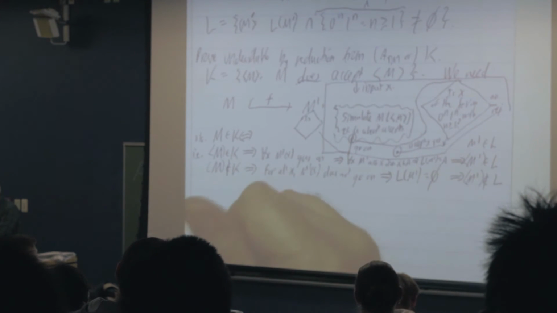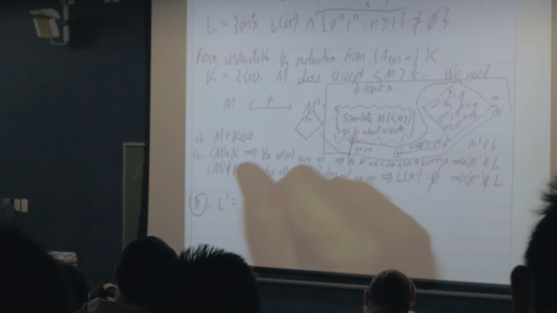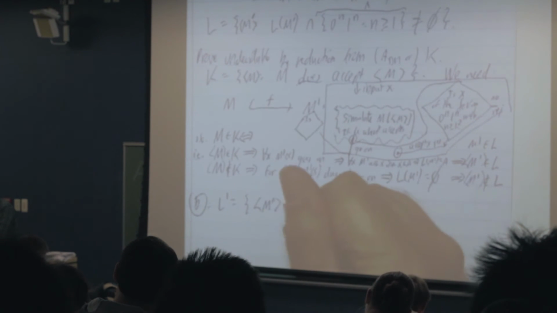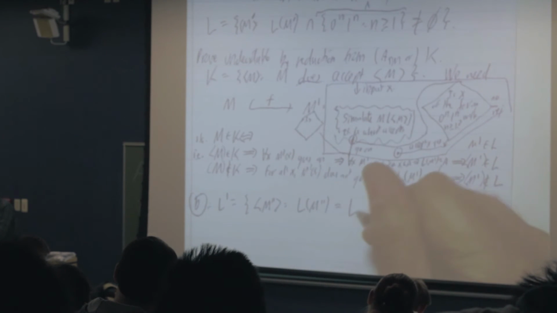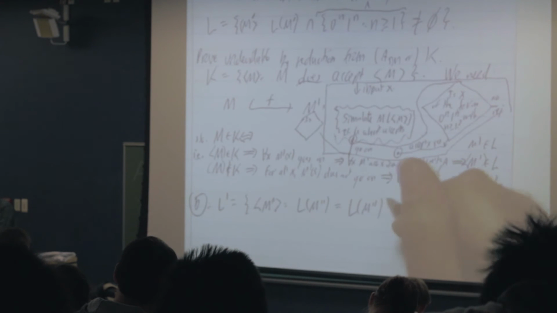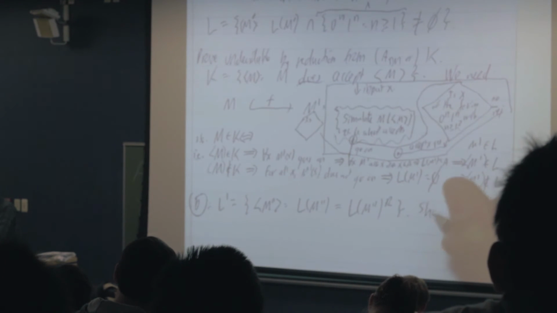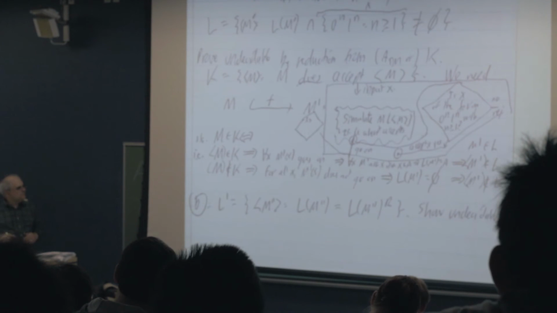And now for part B, we have L prime equals the set of n, and I'll write m double prime, such that L of m double prime equals L of m double prime reversed. Okay, so undecidable.